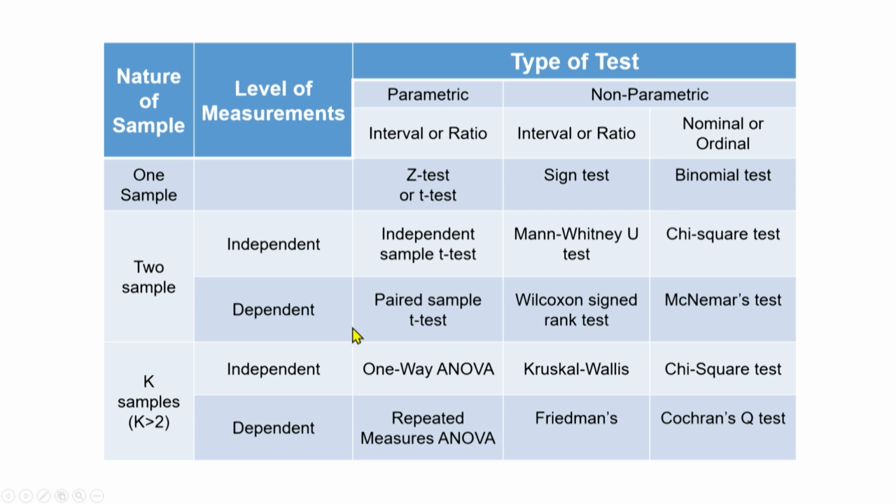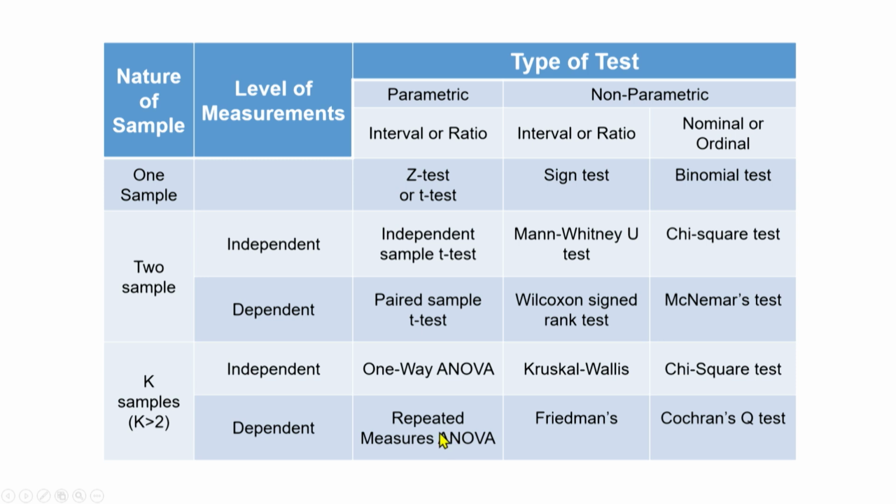Then we can move on to the dependent. For parametric it will be the paired sample t test, and for non-parametric it will be the Wilcoxon signed rank test. And if the data is nominal, then we use the McNemar test, which is not included in this part. Then we move on to k samples, that is more than 2 groups, where we again have independent and dependent. If the level of measurement is independent and you use a parametric test, then we can use one-way ANOVA, and if the data is dependent, that is paired, with more than 2 groups, then we can use the repeated measures ANOVA.